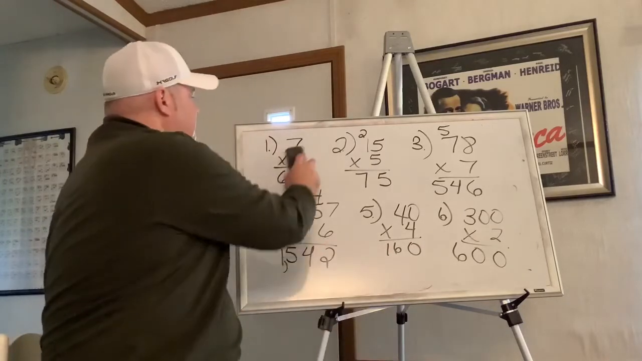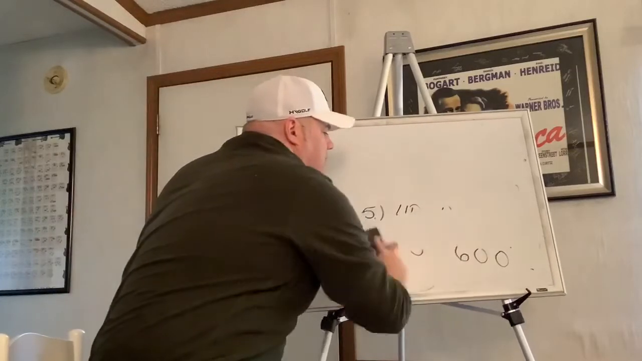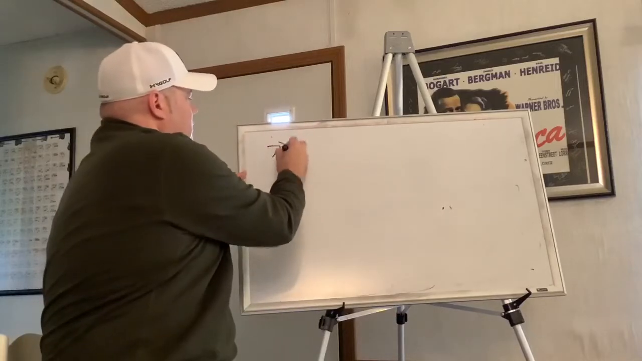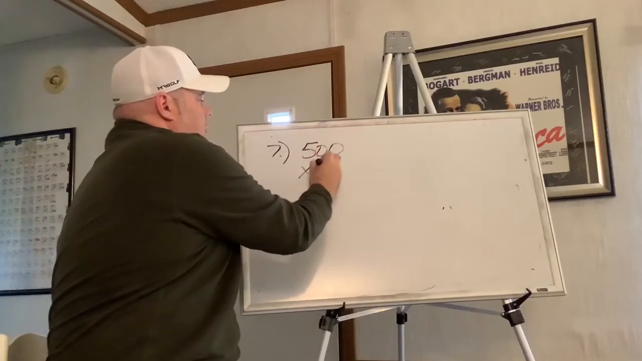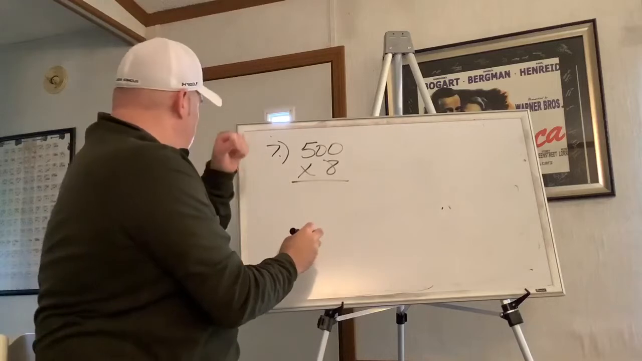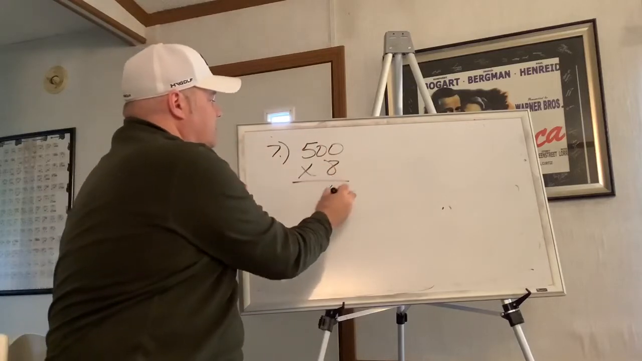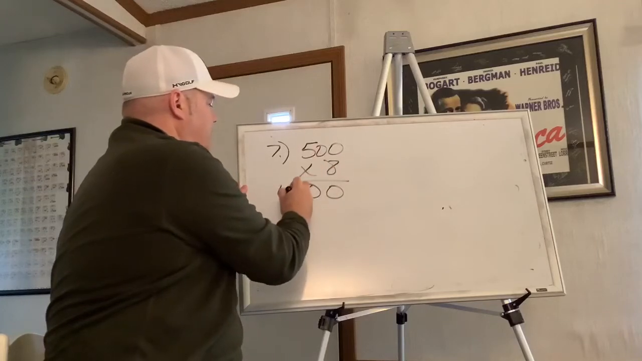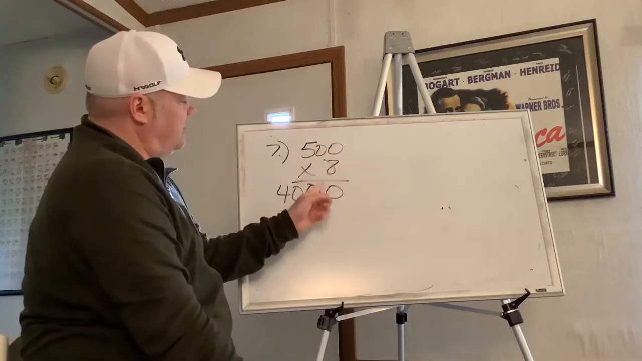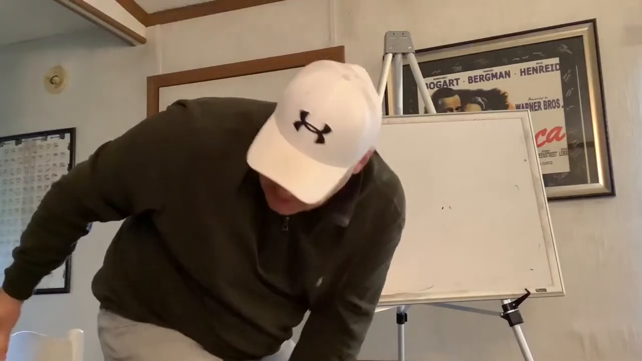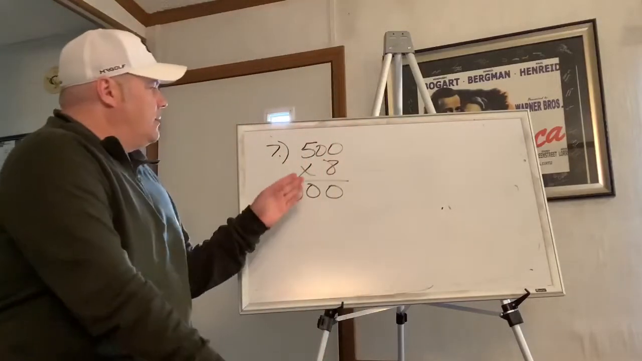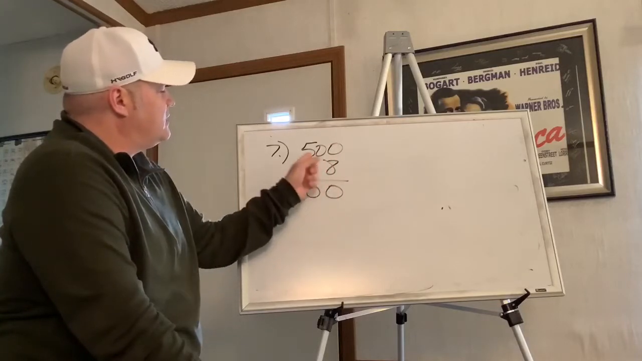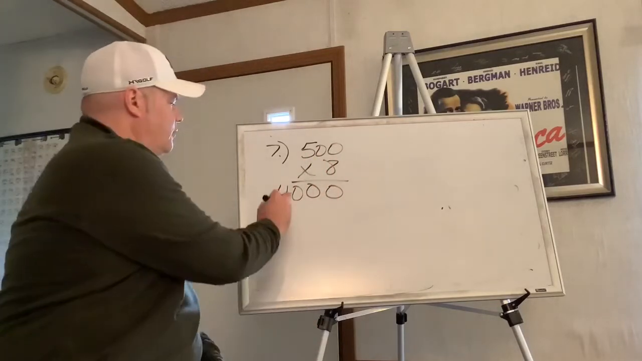Number 7 was 500 times 8. Excuse me. 8 times 0 is 0. 8 times 0 is 0. 8 times 5 is 40. Now this is what I was talking about, keeping track of your zeros, because you want to make sure you put the right amount of zeros. This is 8 times 0, this is 8 times 0, and this is 8 times 5, which is 40. So this is 4,000.